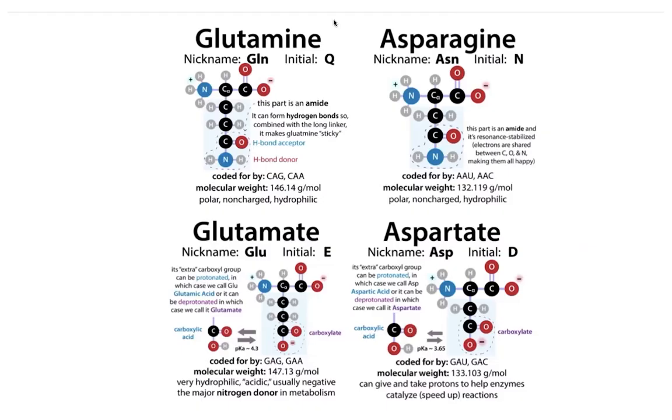And remember that these are just the carboxylic acid versions of glutamine and asparagine, or you can think of asparagine and glutamine as being the amide versions of aspartate and glutamate. Basically, they have the same kind of structure and the same number of carbons, but you're going to have an amide group at the end of asparagine versus a carboxylic acid group at the end of aspartate. And you're going to have an amide group at the end of glutamine versus a carboxylic acid group at the end of glutamate.